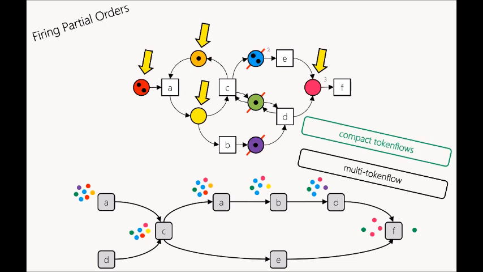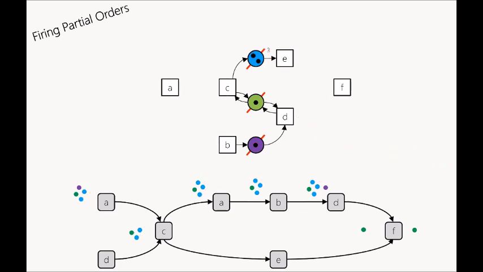And now if we have this multi-token flow and we just executed the partial order from start to end, we directly know that there are compact token flows for these 4 places in the example, for the red, the orange, the yellow, and the purple one. The multi-token flow directly relates to a compact token flow. So these places are actually fine. The partial order is enabled for these places. So let's remove them.